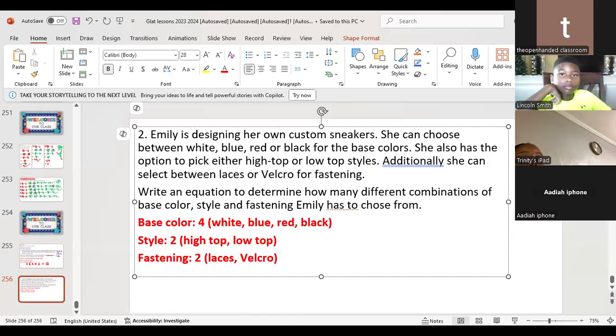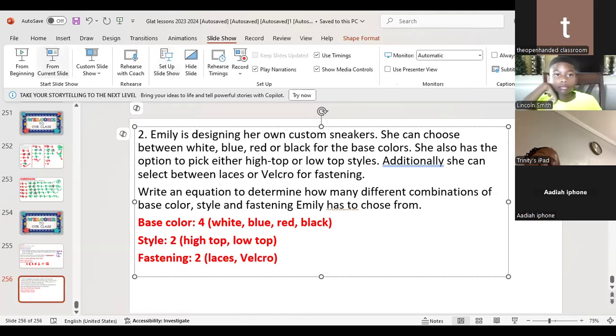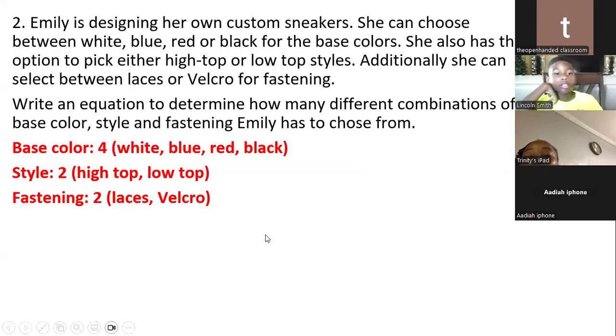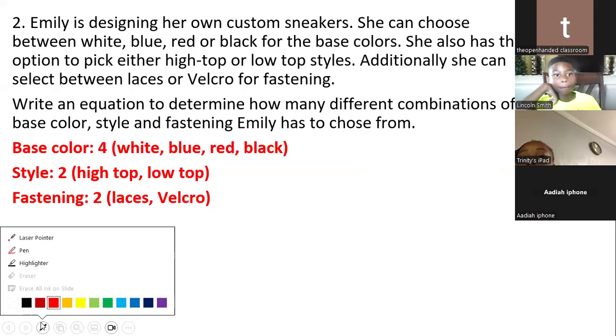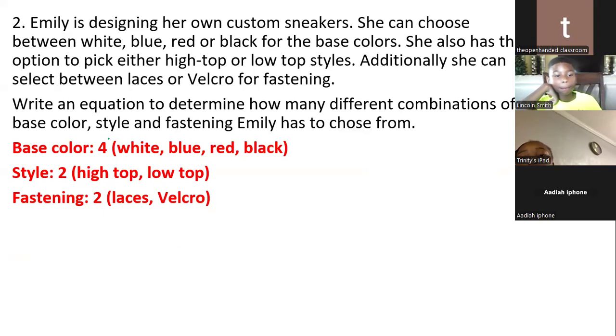Now write the equation to determine how many combinations of base color, style, and fastening. Okay, so what does the rule for combinations say that we have to do? Multiply. Multiply, the product rule. So if we have 4 options for base, 2 options for style, and 2 options for fastening, the product rule tells us that we have to multiply those in order to get our answer. So what does that mean?